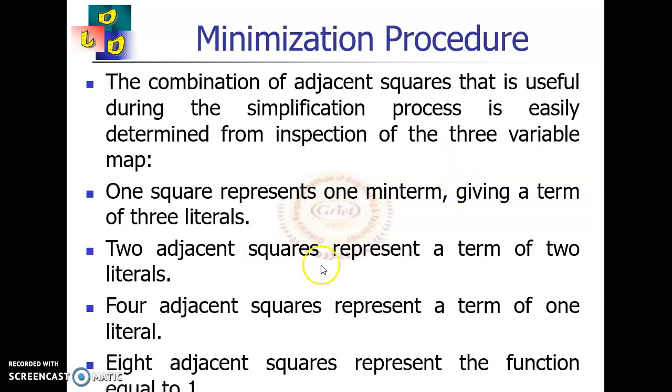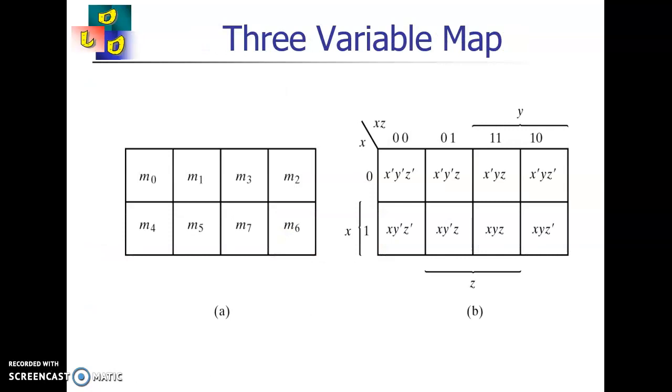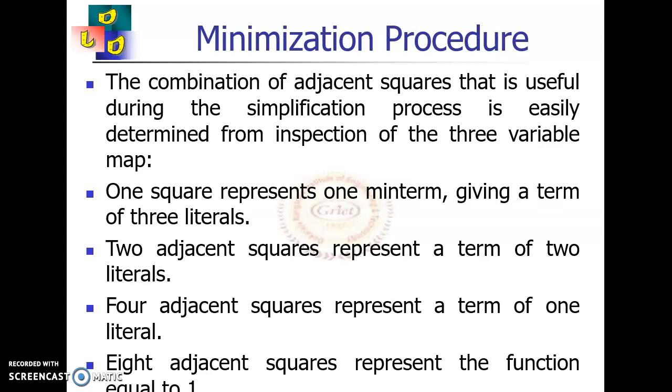Two adjacent squares represent a term of two literals, which means whenever there are two ones in the given K map, for suppose M3 is having a 1, M2 is having a 1. From these two, only two variables will be considered for minimizing the Boolean function. Whenever there are four adjacent squares, we represent a term of one literal. Whenever we have eight adjacent squares, we represent the function directly equal to 1. Now how are we going to simplify the Boolean expression?